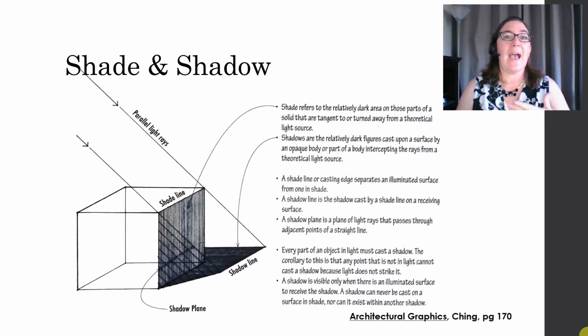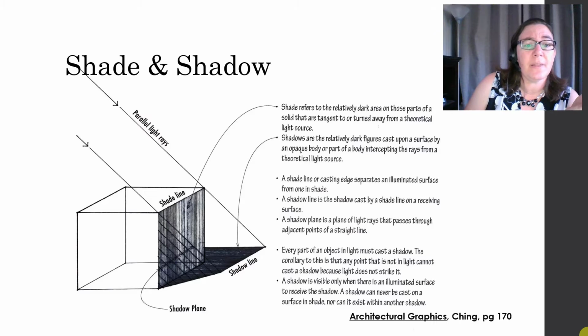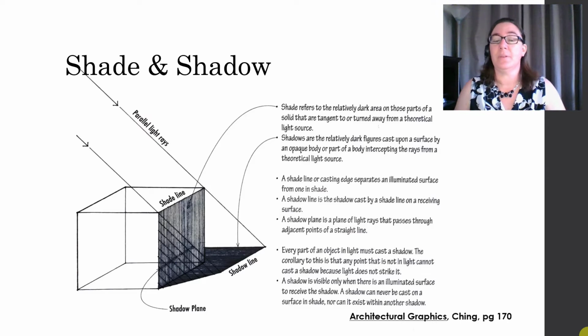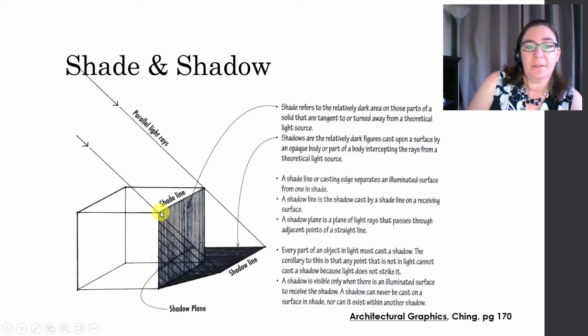Let's take a look at a similar example from a different textbook. You can see that in this case, the light source is coming from forward, left, high. What we have here is a side of the box that's in shade, right here, and then we are casting a shadow on the ground.